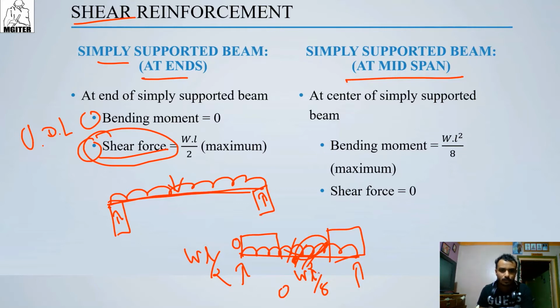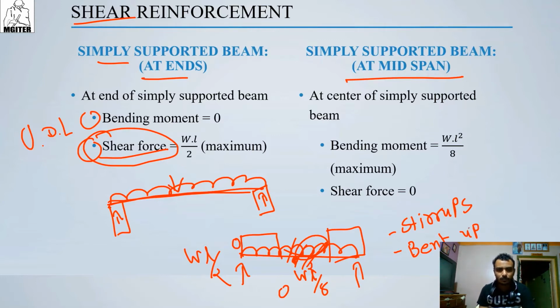Okay. So which shear reinforcement is provided in the beam? We have two types of shear reinforcement provided in the beam. The first one is stirrups, and the second is bent-up bars.